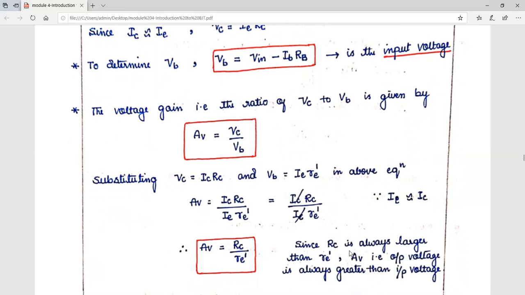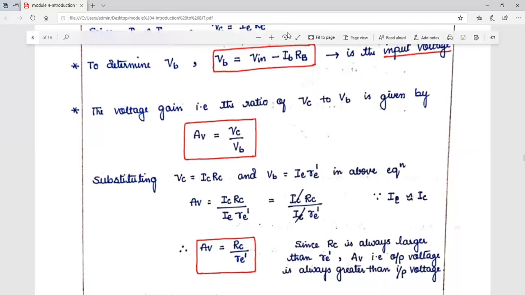Now since RC is always larger than RE dash, the output voltage is always greater than the input voltage. Clear? So this completes today's topic. We'll meet in the next lecture.